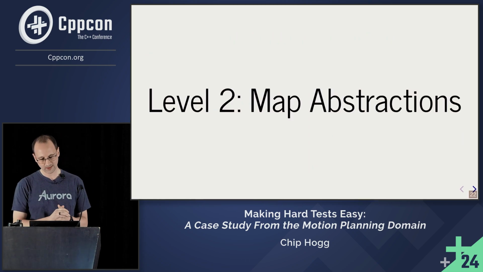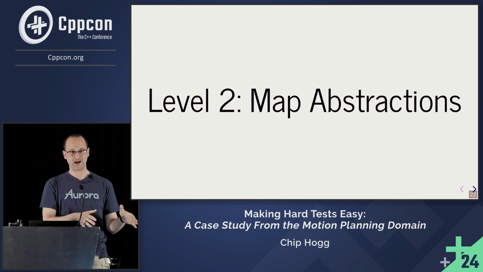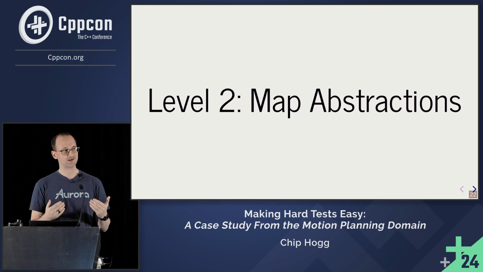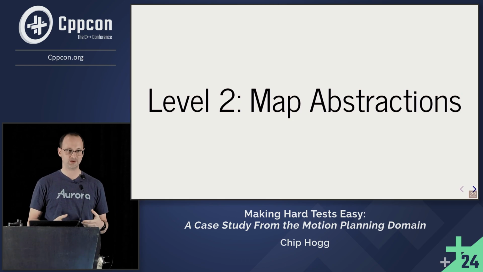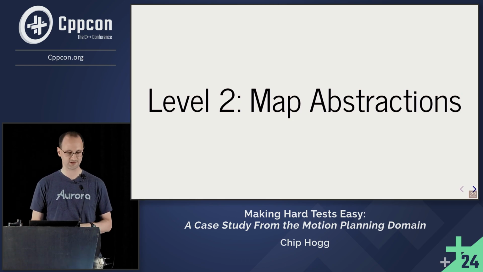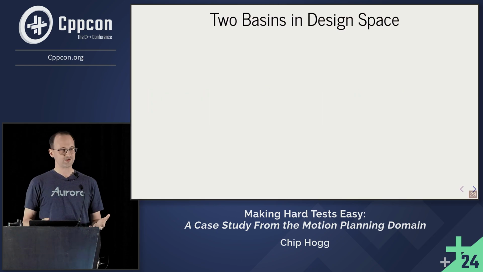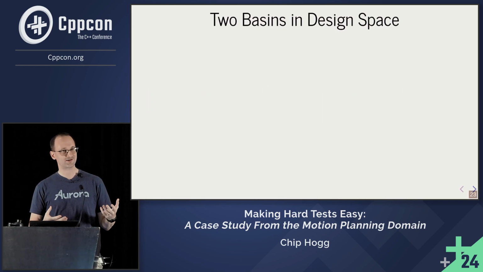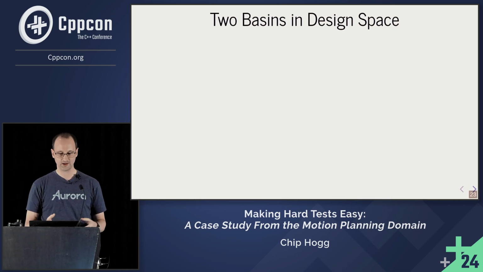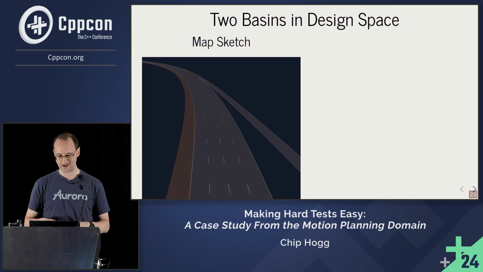So that's level 1, poses, paths, and motions. Level 2, map abstractions, is the next thing we build on top. This is going to be the place where you get your meaningful, well-named, physically meaningful paths. So it turns out, in our experience, there's 2 kinds of local optima in design space that can work really well here. One is what we call the map sketch.